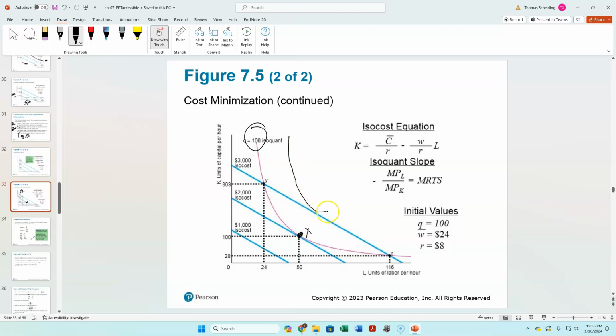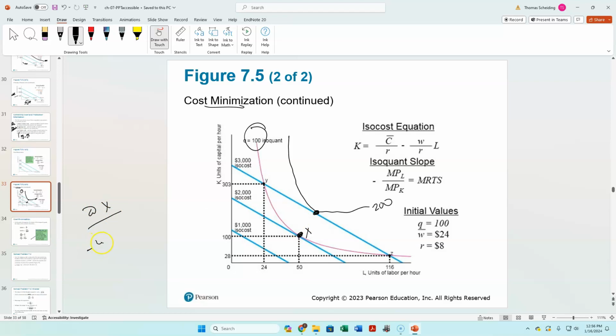Presumably, if I were producing 200 units, this right here would be my cheapest way to do it. So notice here, there are three different options or two different cost levels that generate 100 units of output. Option X, which has a cost of 2,000, and options Y and Z, which cost 3,000. To minimize cost, they're going to find the lowest iso-cost curve that's just tangent to the isoquant.